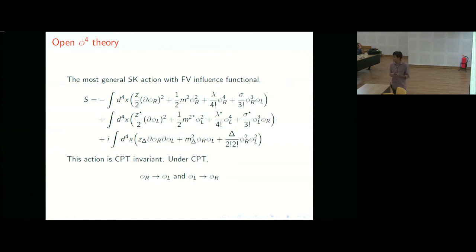Lambda and lambda star are complex, or they are just real? Yeah, these are complex. And here Z delta, M delta square, and delta, these are real numbers. These come from CPT. So if we impose CPT, this has to be real.